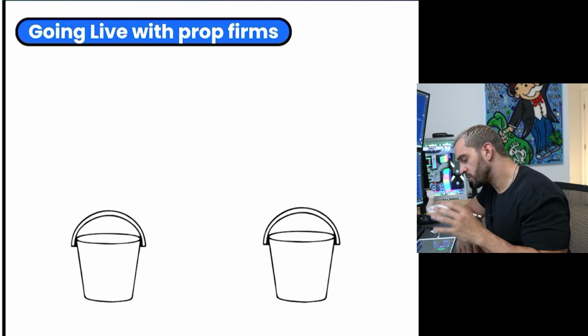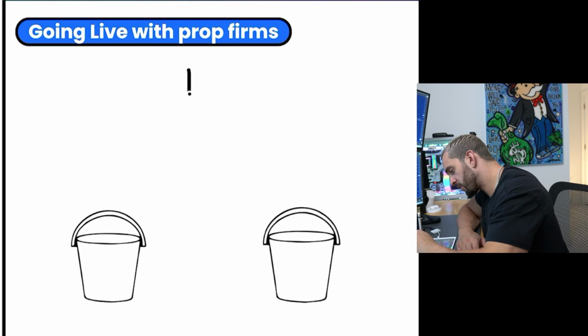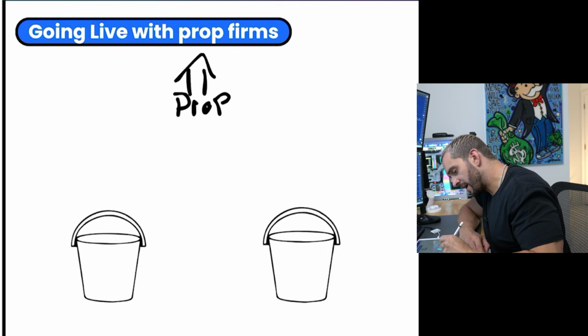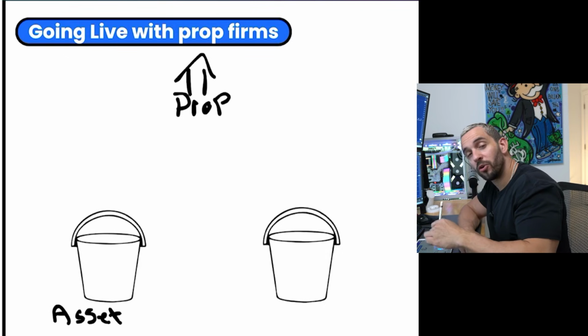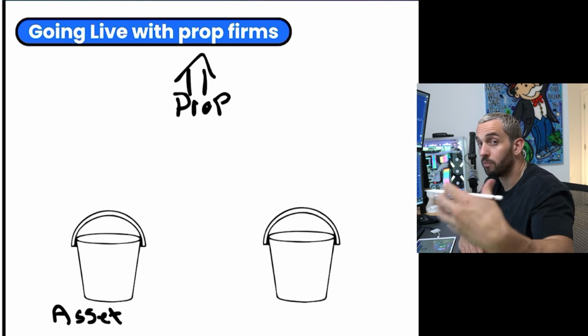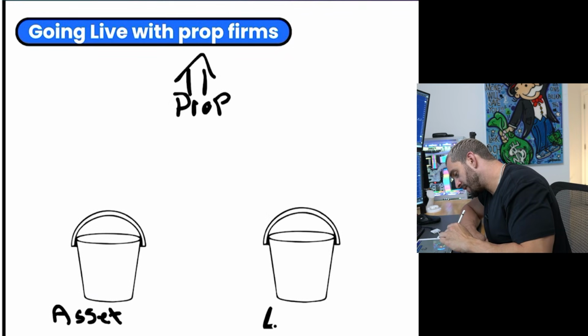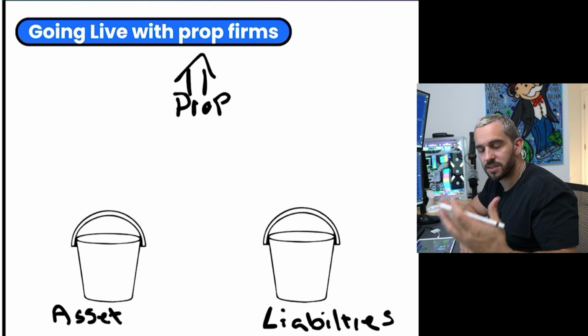Here's how it works when you first start with a prop firm. Now, a prop firm, we'll put a little house up here, is a business. And this business has 2 buckets. They have an asset bucket. This is the bucket full of things that makes the business more money. Things like customers, marketing, whatever. You also have a second bucket here, which is called your liabilities. This can be bills, expenses, whatever the case is.